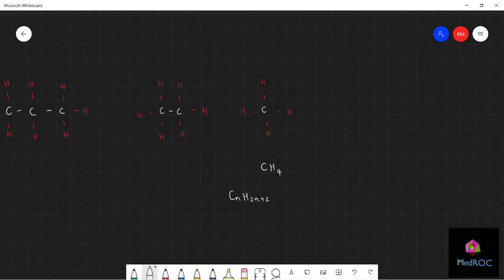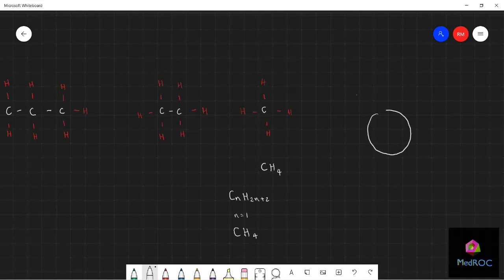So for example here you can see that this organic molecule has one carbon, so n would equal 1. So we can deduce that the molecular formula is C1, but we typically don't write 1 here. And H, so 2 times 1 is 2, add 2, which is 4. CH4.